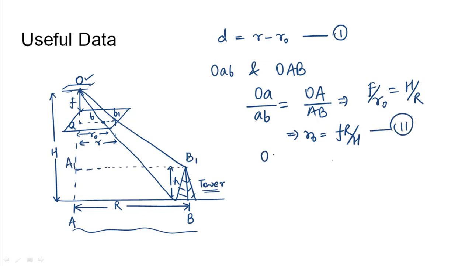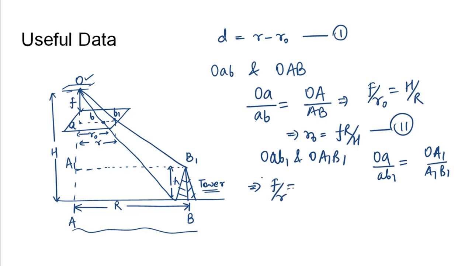Comparing the triangles OAB1 and O capital A1 B1, we would get Oa by ab1 equals OA1 divided by A1 B1. Using this we will have f by R equals H minus h by R. From this we will have the value of R as fR by H minus h. This is our third equation.